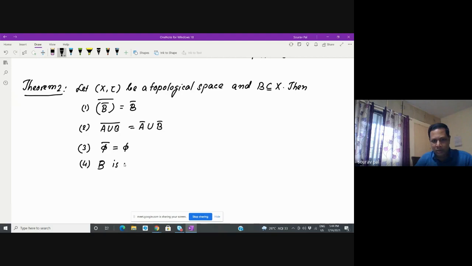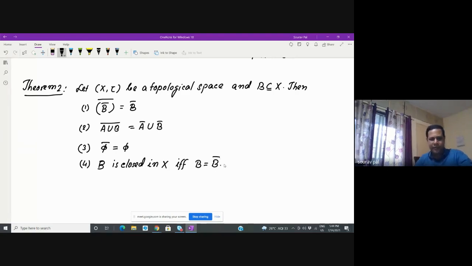B is closed in X if and only if it is equal to its closure. Again, you just prove it using simple set theory. You just take it as homework. Okay.